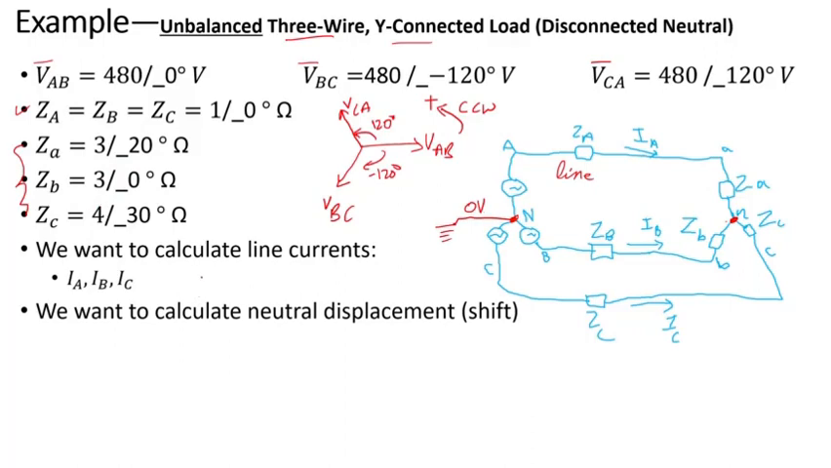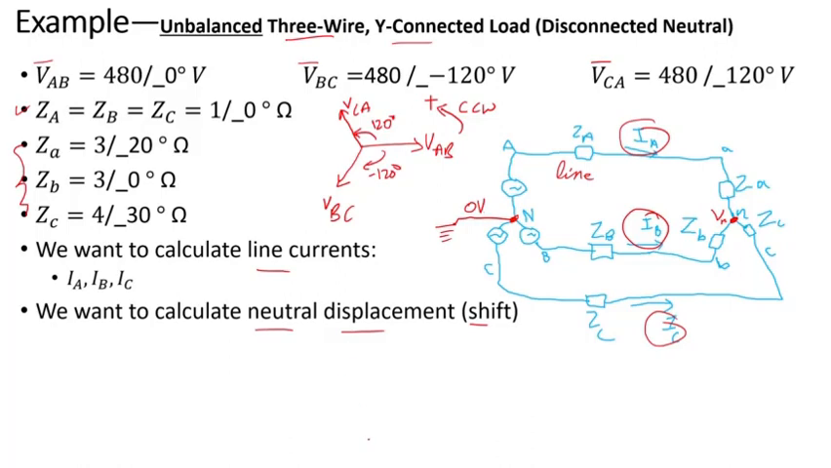So our task is to calculate the line currents, the currents flowing through the lines. Then we want to calculate the neutral displacement, or neutral shift. Basically, for this neutral here, we want to calculate this voltage, if I call that Vn.